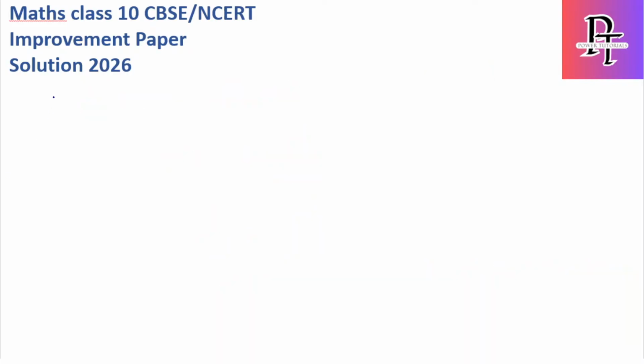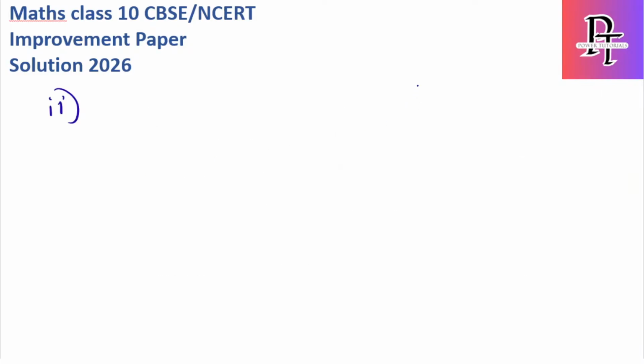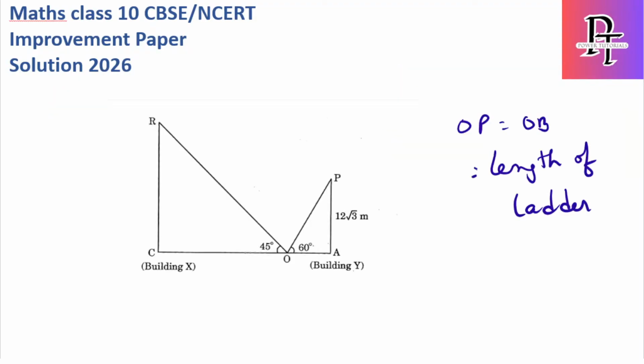Okay, let's see the second question. Find the distance of building X from point O, which is OC. Now we'll take this left triangle. What is this triangle? BCO.